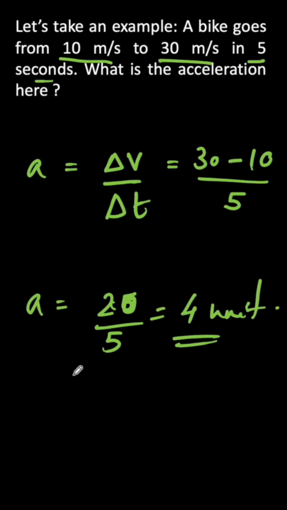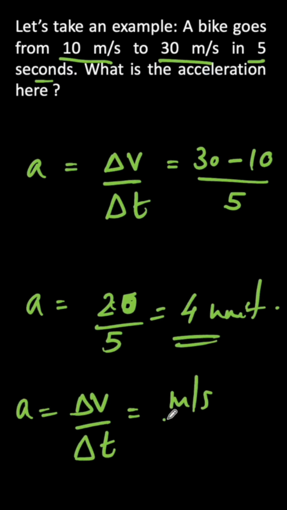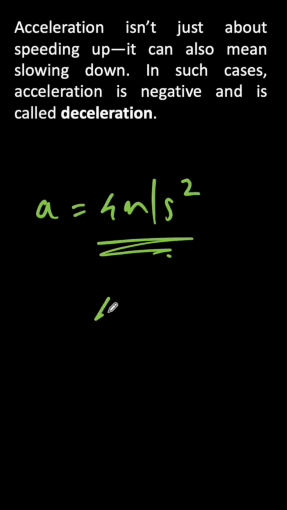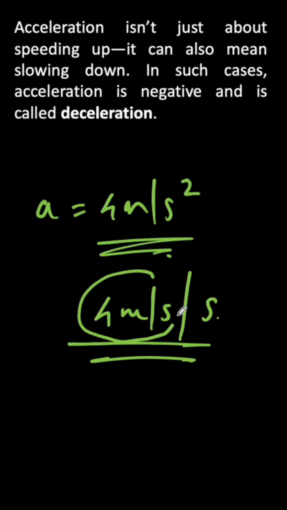What is the unit of acceleration? Acceleration is delta v by delta t. What is the unit of change in velocity? Velocity is meter per second. What is the unit of time? Second. So the unit of acceleration must be meter per second square. In the previous example, it is 4 meter per second square. That simply means there is a change of 4 meter per second of velocity in 1 second, that is 4 meter per second per second. There is this much change in velocity per second. That is what acceleration is.